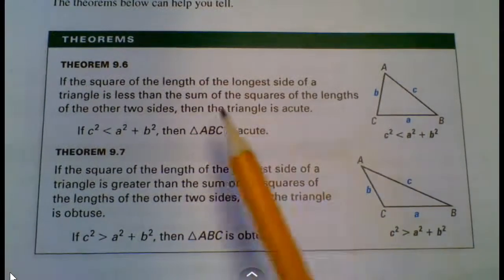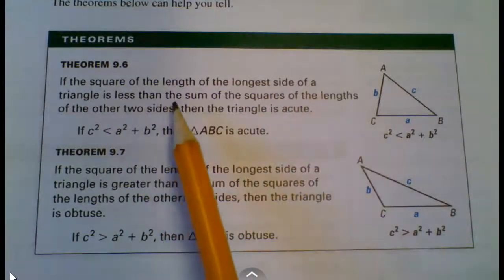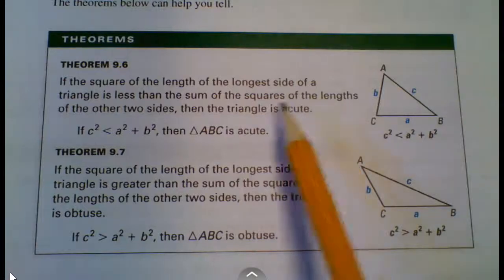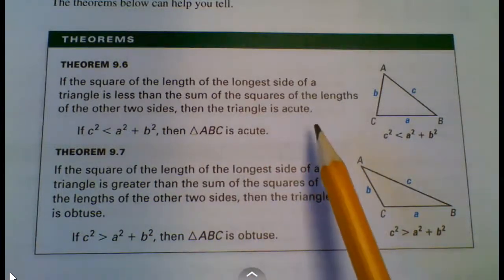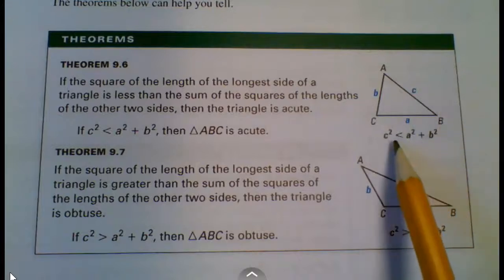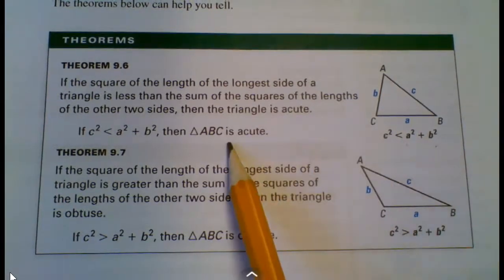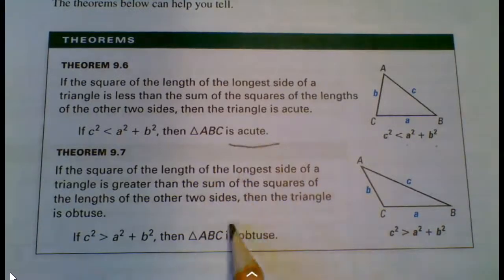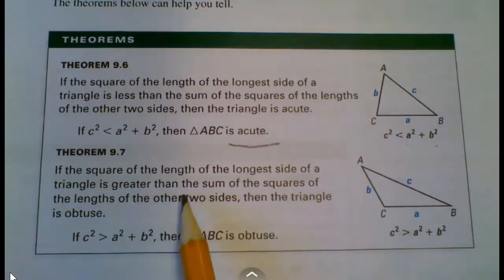All right, what we know for certain is if the square of the length of the longest side of a triangle is less than the sum of the squares of the lengths of the other two sides, then the triangle is acute. Basically saying that if c squared is smaller than a squared plus b squared, then that triangle is acute. That's a theorem. There's another theorem that says if the square of the length of the longest side of a triangle is greater than the sum of the squares of the lengths of the other two sides, then the triangle is obtuse.